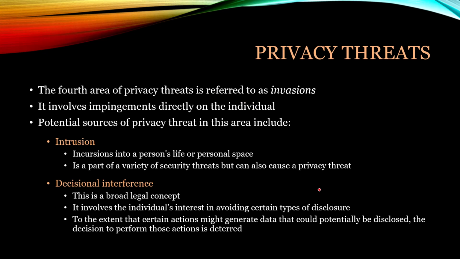So the fourth area for privacy is known as invasion, and the invasion does involve intruding directly on the individual. Intrusion is an incursion into the personal life or into that personal space. Decisional interference is the broad legal concept that involves the individual's interest in avoiding certain types of disclosure, to the extent that certain actions might generate data that could potentially be disclosed based off of the decisions to perform specific actions.